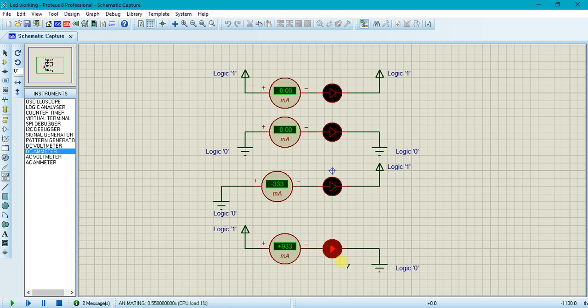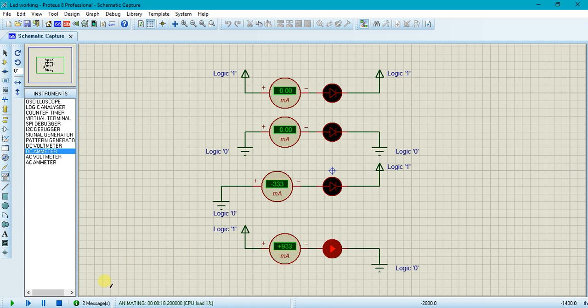we see that there is light being emitted from the LED. Here there is no flow of current. Here again there is no flow of current. Here there is a reverse bias current flowing across the LED, and here there is a positive current flowing across the LED. So we see that the current is plus 933 milliamperes. But this current is a large amount which will damage the LED.